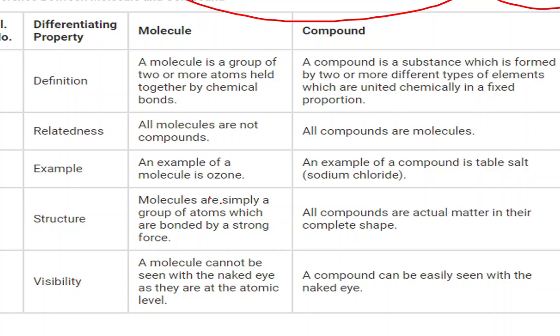So in this scenario, let's look at the structure of compound. All compounds are actually matter in their complete shape. Don't worry, we are going to look at those things one by one, because when we get to molecule, we are going to visit an area in chemistry called structure of molecule. You will be able to see why some molecules are linear, some molecules are bent, and like that. So we are going to explore the concept of bond electron and free electron. Don't worry, all these things, we are going to analyze them one by one.